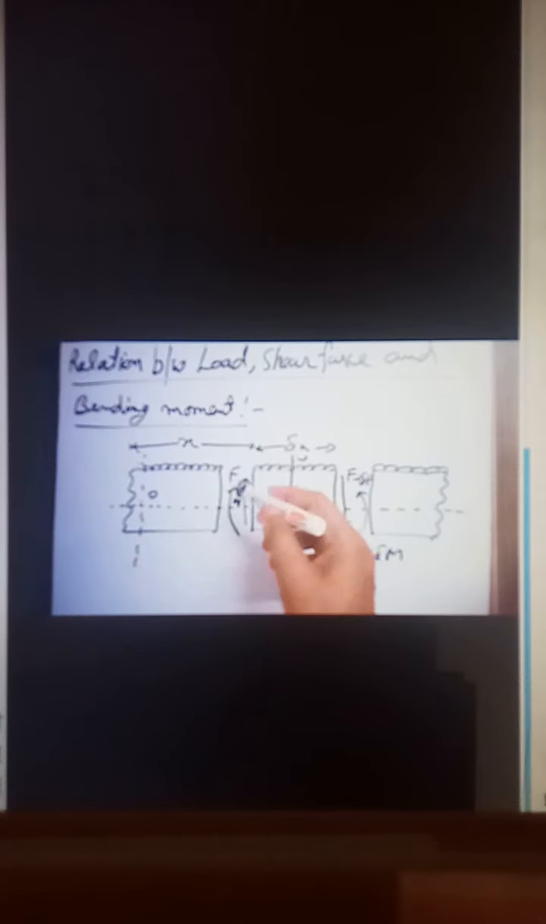F plus delta F is again the shear force at the section x plus delta x. Here is the second section, this is the first section. For this section the shear force is F, and for this section the shear force is F plus delta F. If M is the bending moment at this section x, similarly M plus delta M is the bending moment at the section x plus delta x.